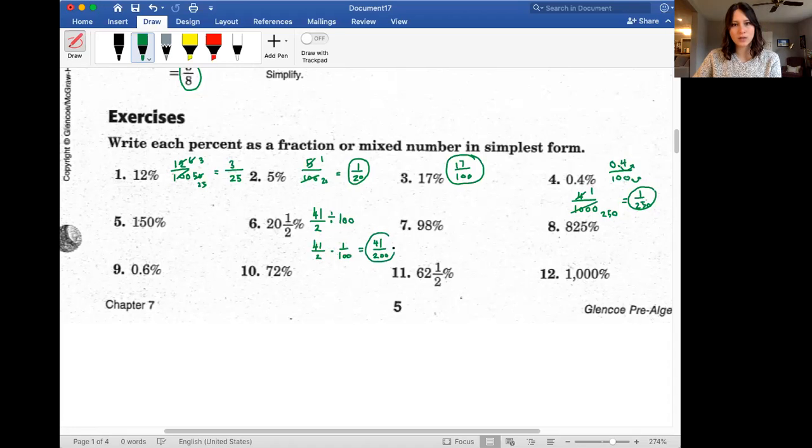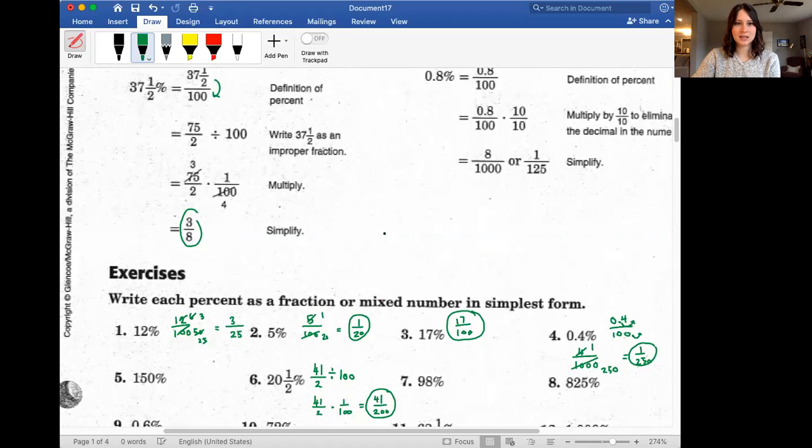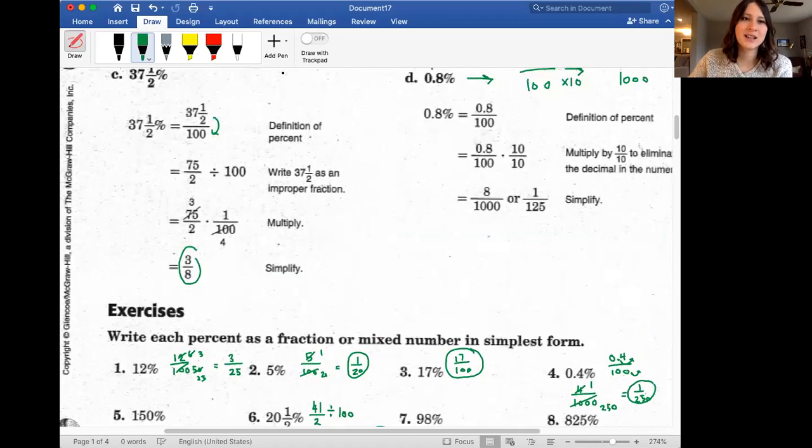So that's one way of doing it. I don't think I did a good job explaining that up here. I think I was kind of lost a little bit, but what they did here is they did 37 times 2 plus 1, which made it 75 over 2, and then divided that by 100. Okay, so that's what they did there.